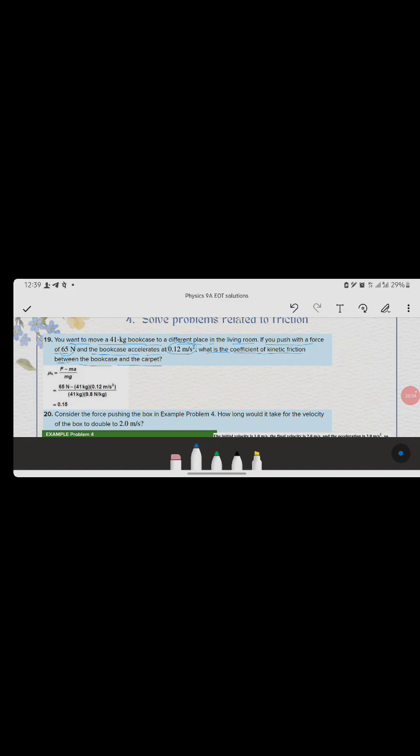So here what we can see is a block, a 41 kilogram bookcase. It's a mass, so you can simply make a diagram. This is a block, or you can say a bookcase whose mass is given as 41 kilogram. So given: mass is 41 kilogram, correct? Also it gives you the force which you are applying, F applied, 65 Newton. They have given you the acceleration also, a equals 0.12 meter per second square.